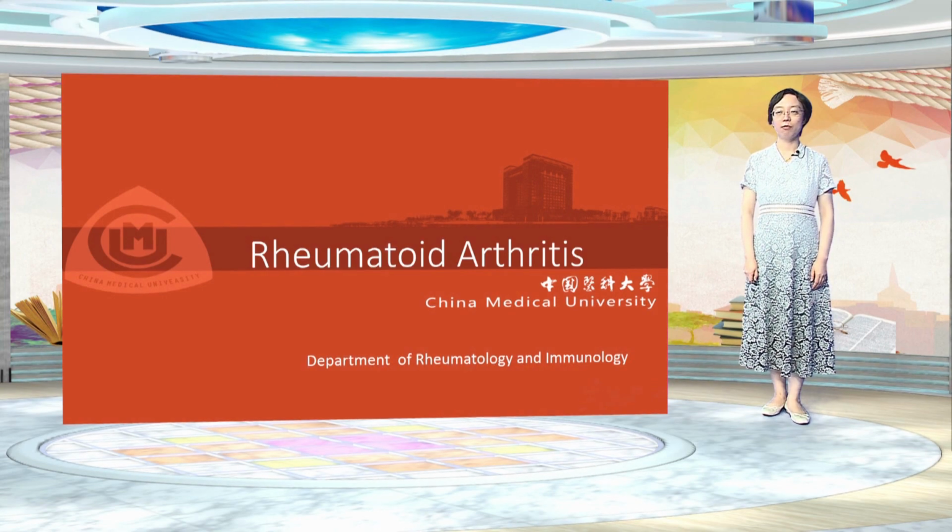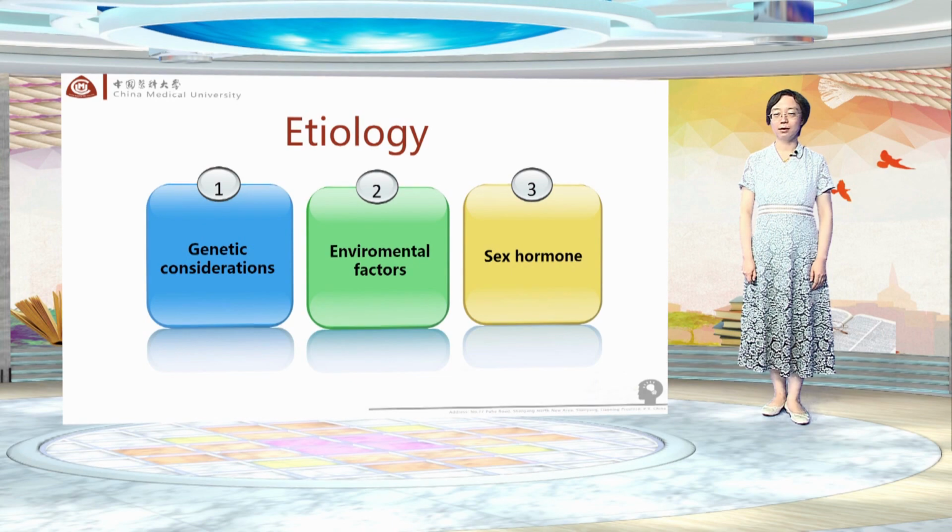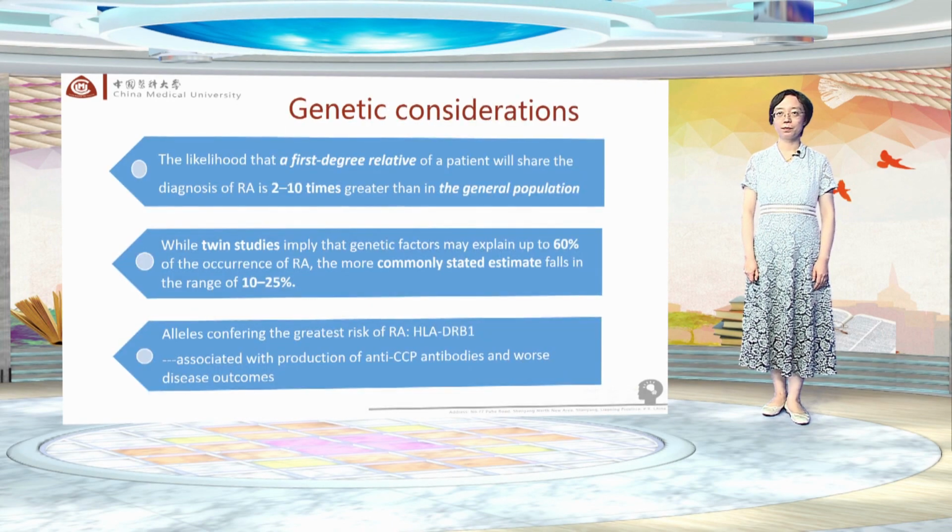Today, we particularly focus on the etiology, pathology, and pathogenesis of RA. First, let's see the etiology of RA. Until now, the etiology of RA is not very clear. Most scientists agree that genetic and environmental factors have a close relationship with the incidence of RA. Here, I will elaborate it from the following three aspects. One is genetic considerations, the second is environmental factors, and the third is sex hormone.